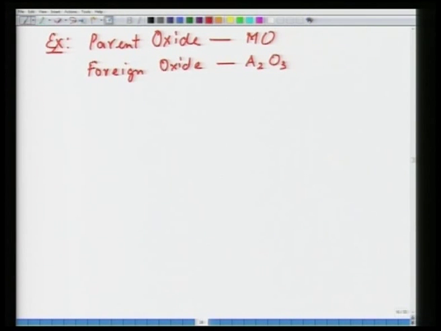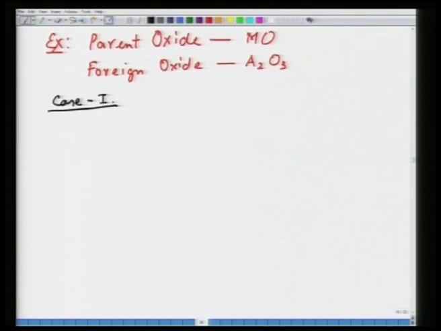You can have various scenarios. For example, in these cases, what will happen is A will typically go to the M site. So as a result, you will have either creation of some metal vacant sites, or you will have creation of some other charges. So let us see what these things are. So let us say first is case 1.